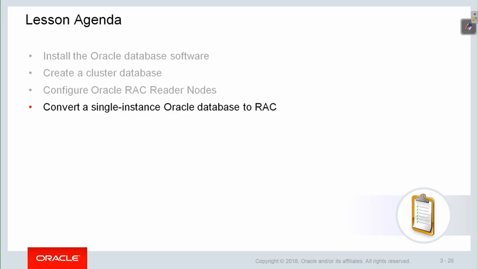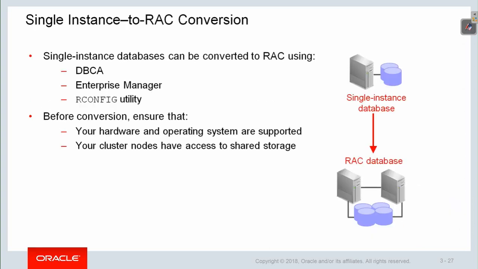So let's get into converting a single instance Oracle database to RAC. So how do you convert your single instance database to RAC database? And we can use various tools like DBCA and Enterprise Manager rconfig. And depending on your scenario, you can use different tools and you can use a different method.